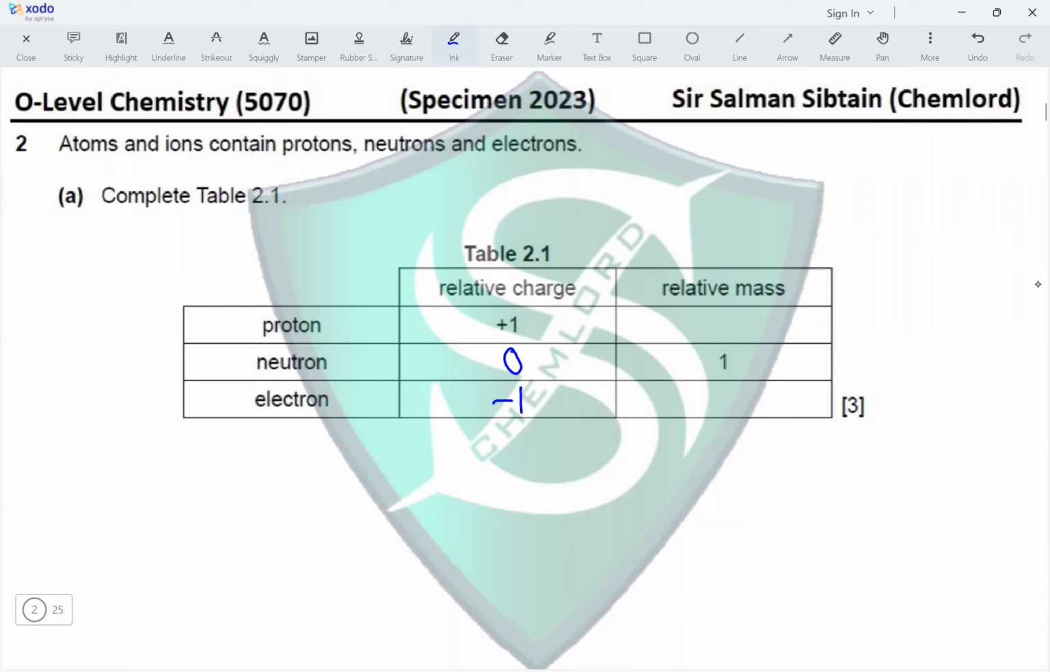Now, the relative masses. A proton and a neutron are almost of equal mass. So, if a neutron has a relative mass of 1, a proton will also have a relative mass of 1. Whereas an electron has a much lesser mass. So, its mass will be given as a ratio of 1 upon 1840. This is the relative mass of an electron compared to the relative masses of either proton or neutron.